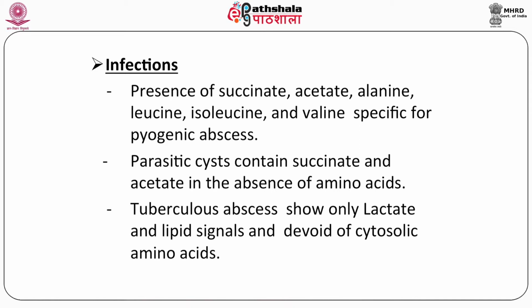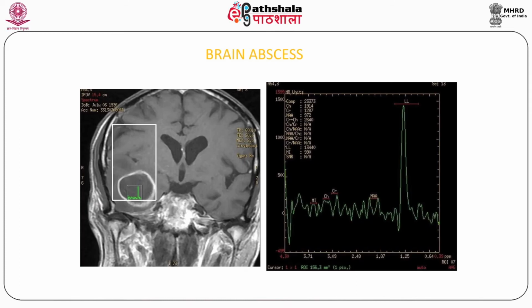Tuberculous abscesses also show only lactate and lipid signals and are devoid of cytosolic amino acids. Now let us see a clinical scenario of a patient with a ring enhancing lesion in the right temporal lobe of the brain, and a spectroscopic image that is obtained from the center of the lesion shows a very large lipid lactate peak.